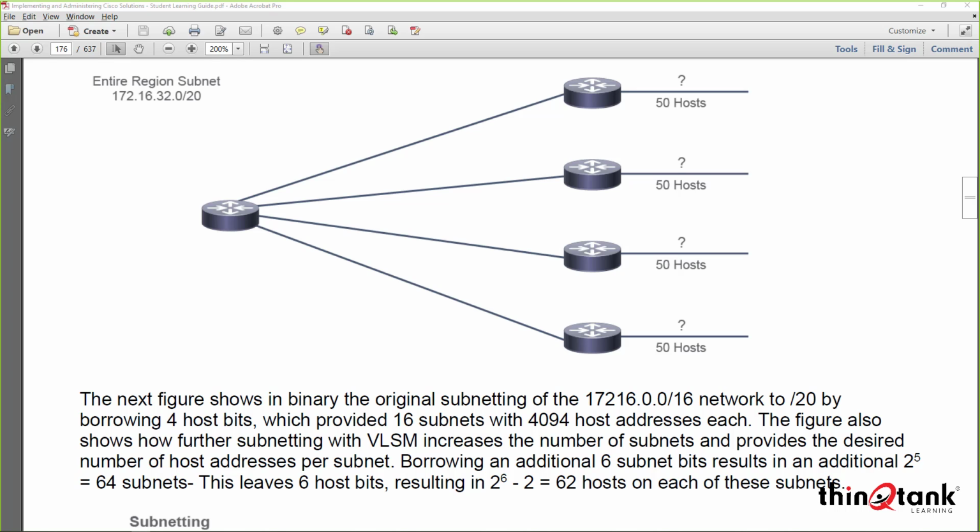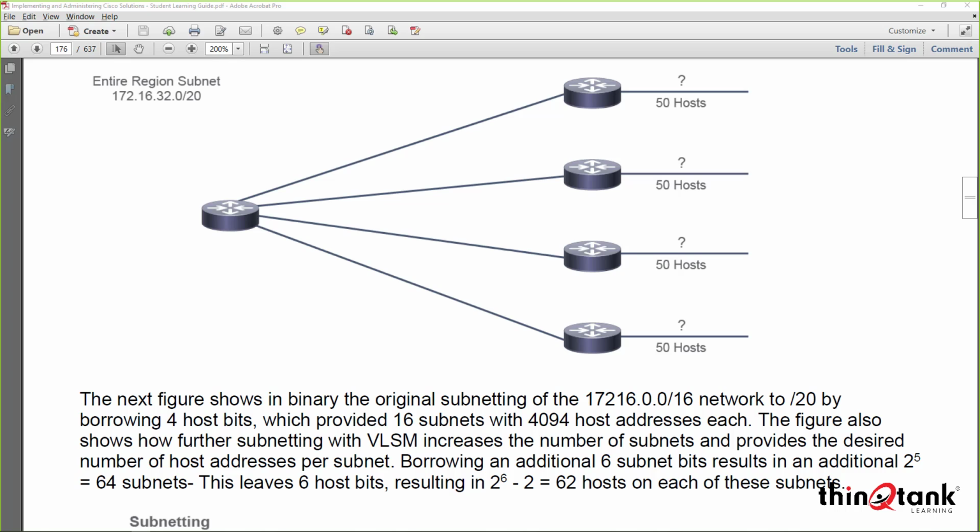So borrowing an additional 6 bits results in an additional 2 to the power of 6 subnets, which is 64 subnets. That leaves us 6 host bits, which is 62 hosts per subnet. Or 64 addresses, but 62 host addresses per subnet.